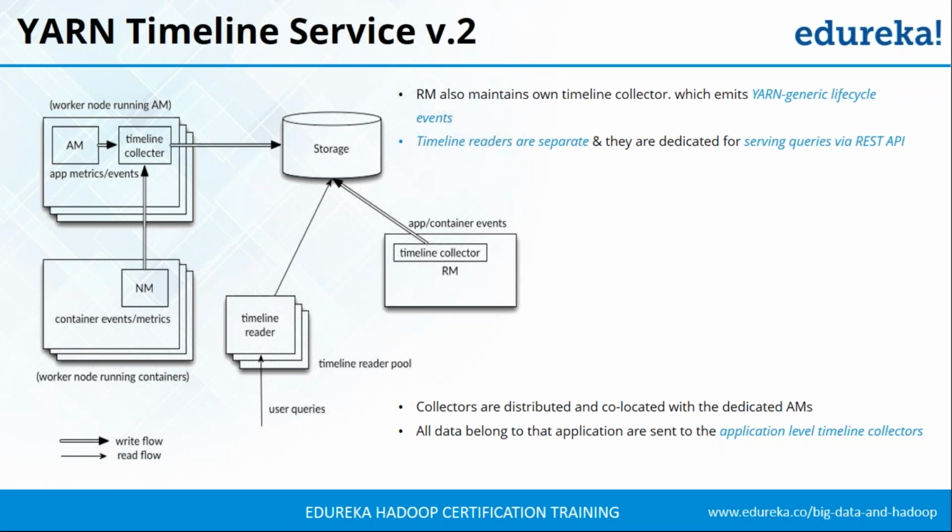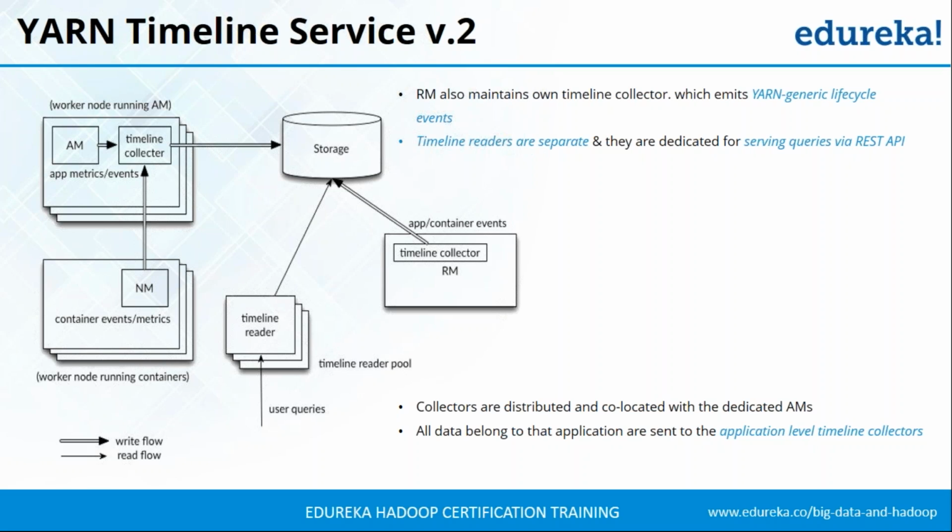In addition, node managers of the other nodes that are running the containers for the application also write data to the timeline collector on the node that is running the application master. The resource manager also maintains its own timeline collector. It emits only YARN generic lifecycle events to keep its volume of writes reasonable. The timeline readers are separate daemons, separate from the timeline collectors, and they are dedicated to serving queries via REST API.